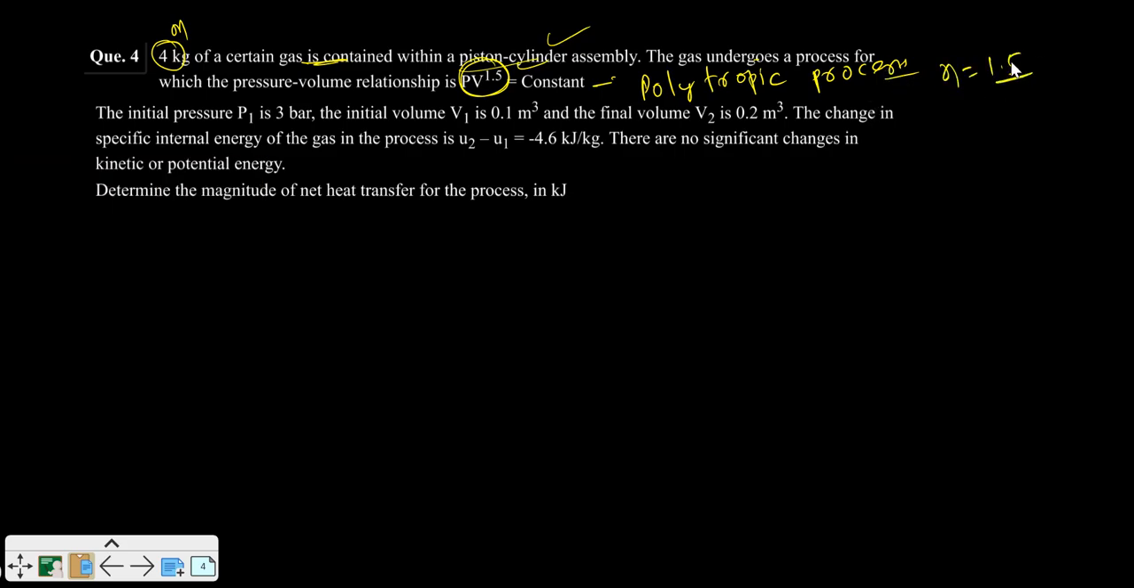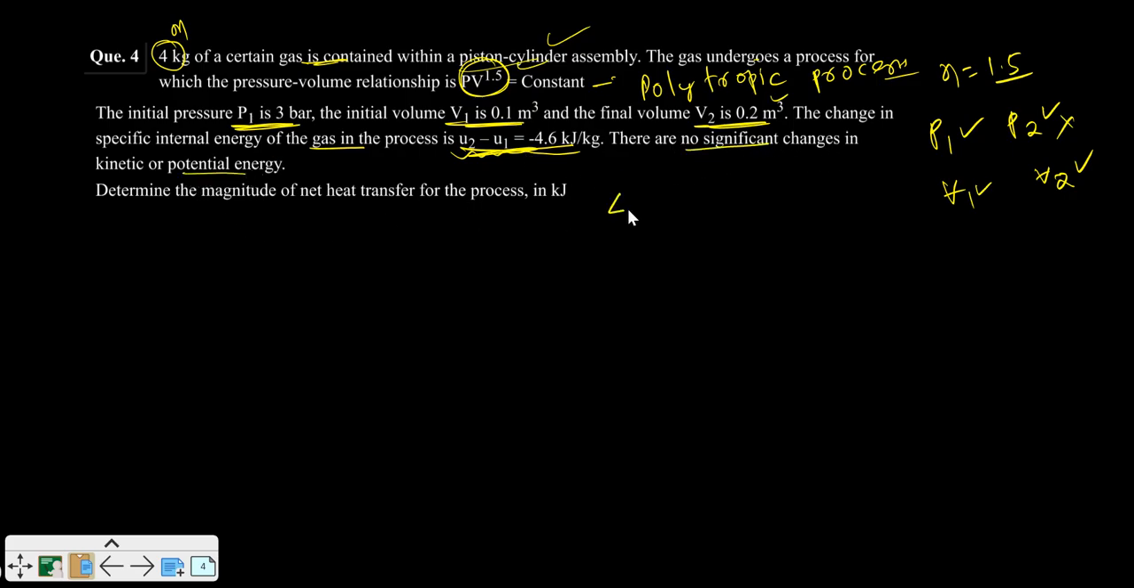So this much data is given, right? Initial pressure is given as 3 bar and volume is given as 0.1 meter cube, V2 is given as 0.2 meter cube, right? So P1 is given, P2 is not given, and V1 is given and V2 is also given. U2 minus U1, that is also given, right? The change in specific internal energy of the gas during the process is minus 4.6 kilojoule per kg, right? There are no significant changes in kinetic energy and potential energy. That means del KE and del PE can be neglected, taken as 0.